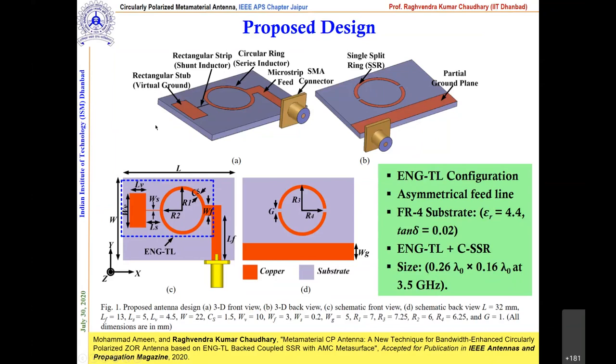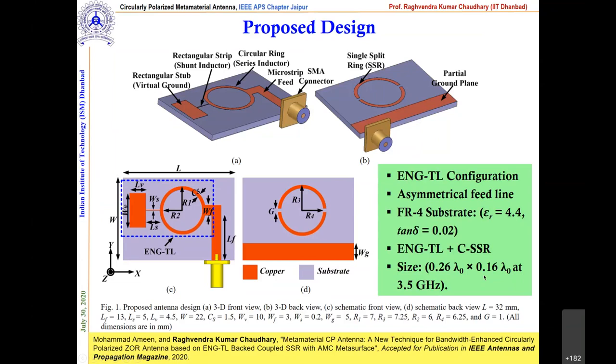Now, these are the parameters I put over here, correct? The size is 0.26 by 0.16 lambda naught square at 3.5 gigahertz. Mainly we designed this for sub 6 gigahertz, correct?